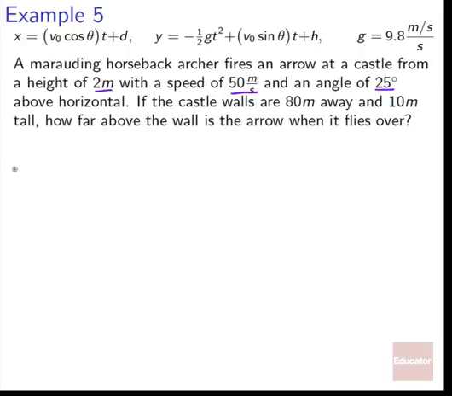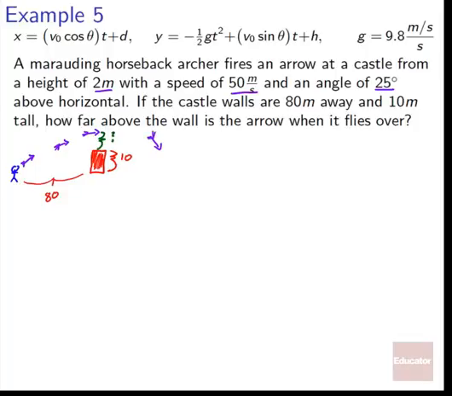So let's draw a little picture. So we see our man, he's on horseback, but I won't draw the horse. And there's castle walls out here in the distance, right? And so there is a distance of 80 meters between him and them, and the castle walls are 10 meters tall. So he fires an arrow, and it flies through the air. And the question we want to know is, just as it gets above this wall, what's the extra height above that wall? How high is the arrow above the wall? And then it will wind up landing on the other side. Hopefully it won't hurt anybody. Well, he is a marauder.